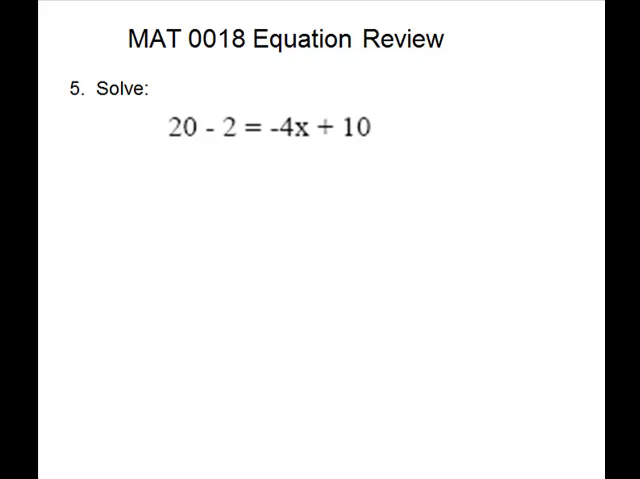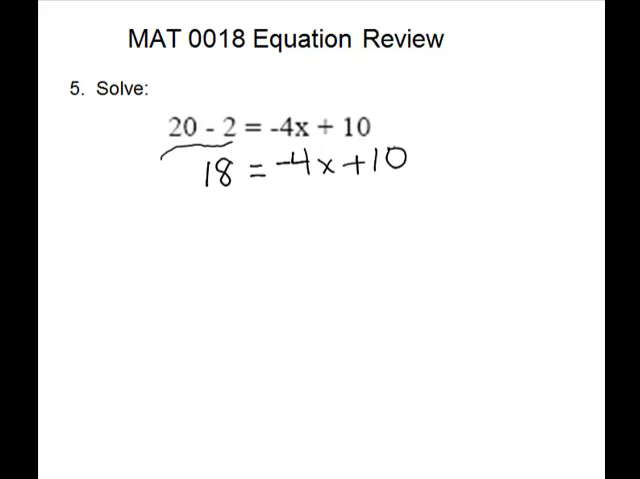For equation number 5, we have simplifying to do on the left-hand side. So 20 minus 2, or 20 and a -2. Different signs, subtract, to give us 18, sign of the larger. So sign from the 20 gives us +. On the right-hand side, there's nothing we can do. These are not like terms. So we'll bring down what we have.